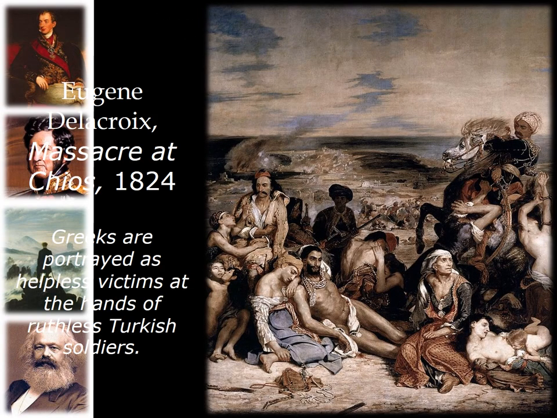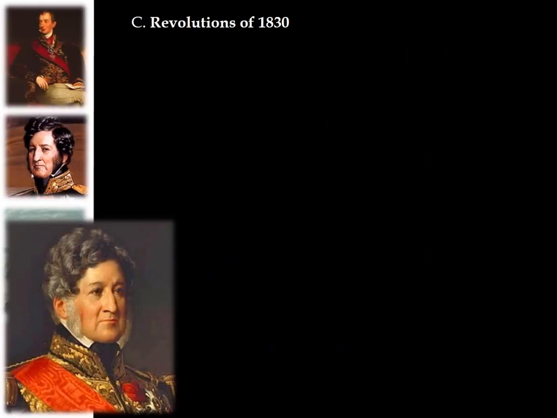This is a painting from Eugene Delacroix called The Massacre at Chios, 1824, where the Greeks are portrayed as helpless victims at the hands of ruthless Turkish soldiers. Romanticism was a big part of these revolutions. We'll talk more about romanticism at the end of this lecture, that artistic movement that reflects this era.